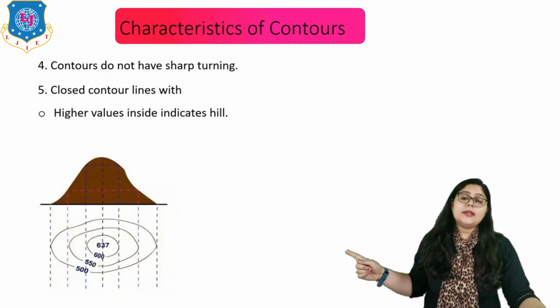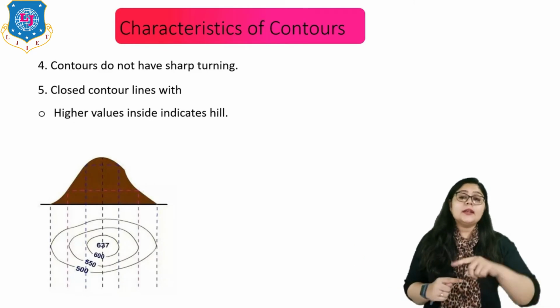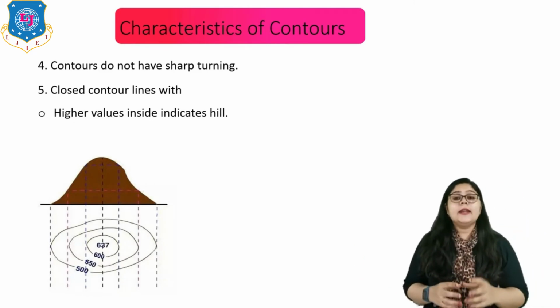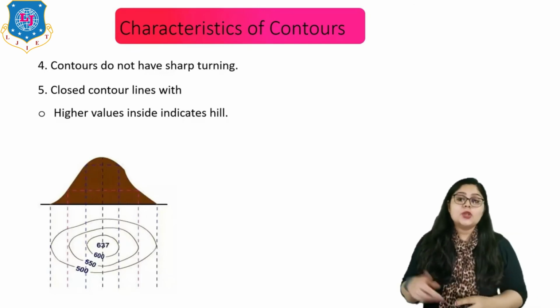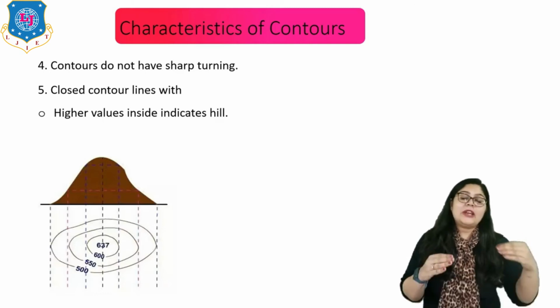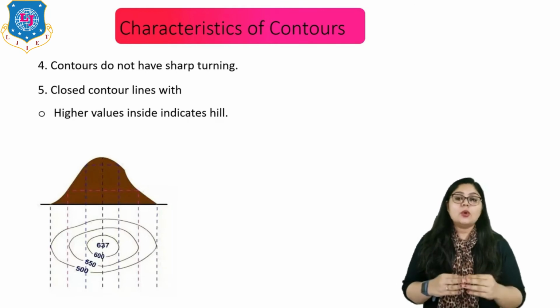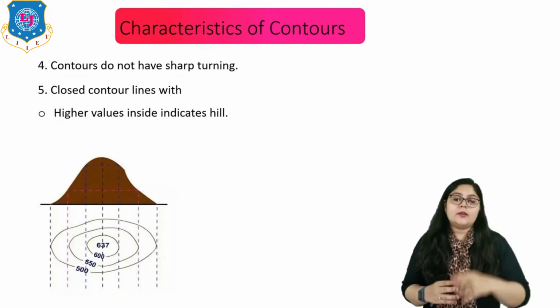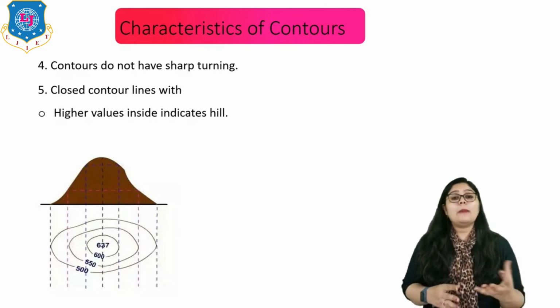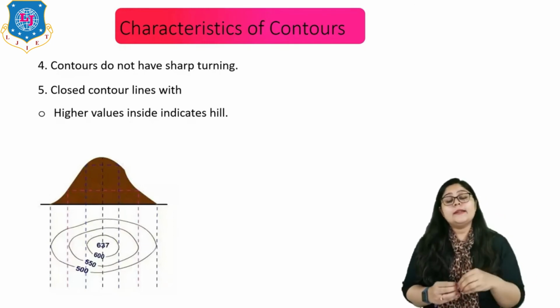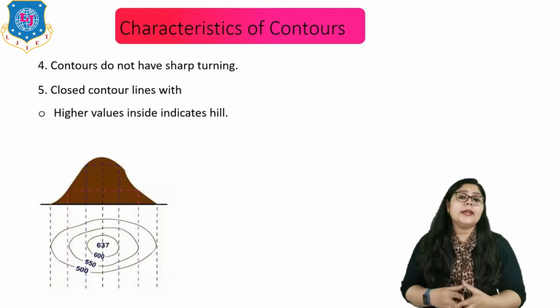Here on screen you can see in this figure it is a hilly area, and as I said, the apex point of the hill has the maximum elevation. Here on screen it is 637. Whenever you come to the foot of the hill, the value decreases. So the outer line values are lower than the center one. Whenever you read a contour map having a higher value at the center point, it purely indicates a hilly area.